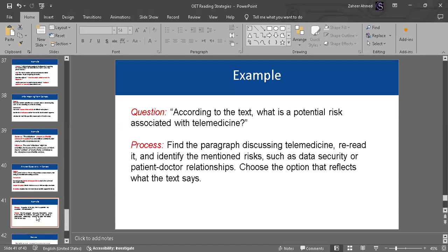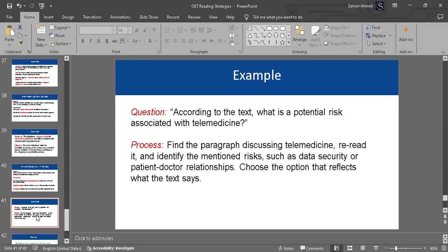Okay. So when you're reading the question, you can understand that this is not according to the writer, but this is according to the text. So some fact information is given. What is a potential risk associated with telemedicine? This question is about a fact. So first you need to find out in which paragraph they have discussed telemedicine and the risk about it, and then you will choose the option that reflects what is given in the text rather than what is said by the people or the author or writer.